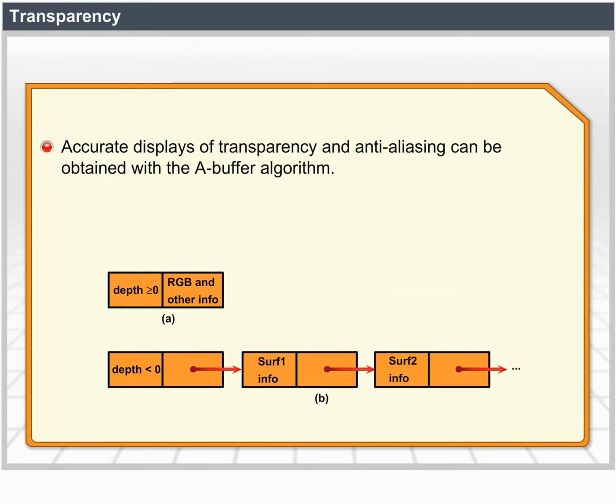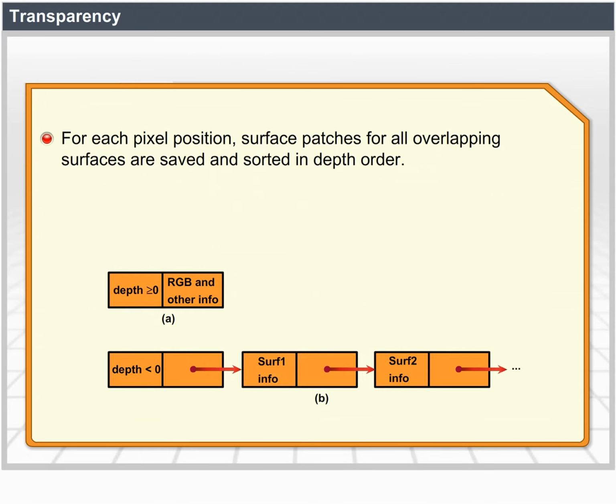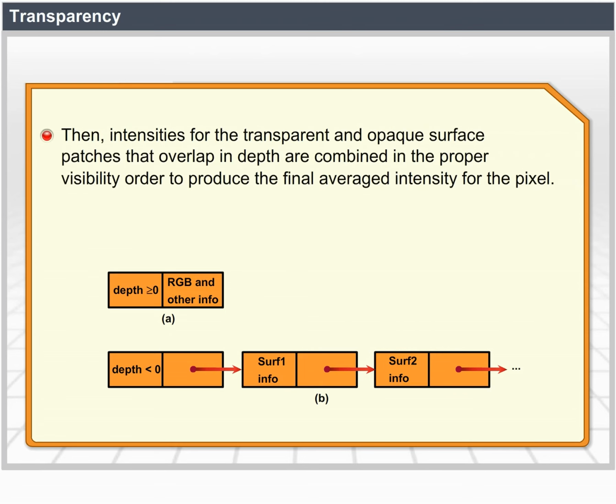For each pixel position, surface patches for all overlapping surfaces are saved and sorted in depth order. Then intensities for the transparent and opaque surface patches that overlap in depth are combined in the proper visibility order to produce a final average intensity for the pixel.